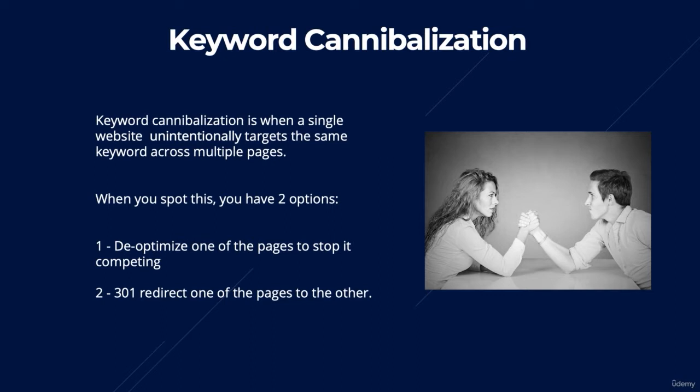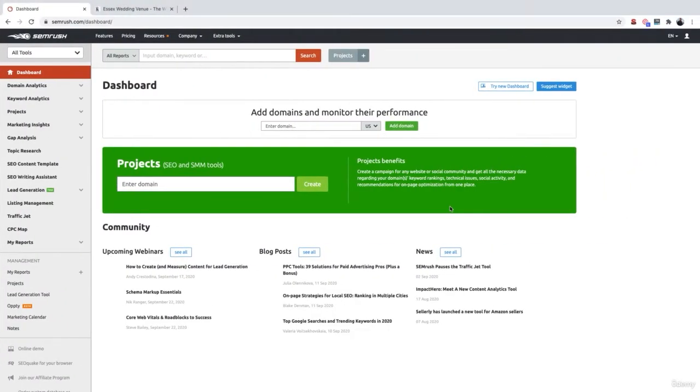However, before you can do any of this, we need to know how you can identify keyword cannibalization in the first place. So let's head over to SEMrush and I'll show you a live example of how you can spot keyword cannibalization and how you can fix it. So once you're on SEMrush, what you want to do is enter in your website URL.